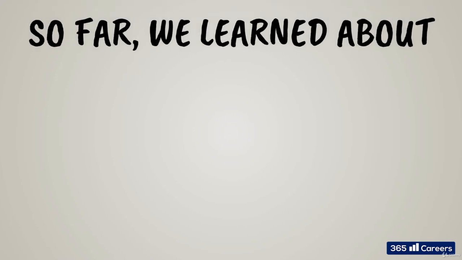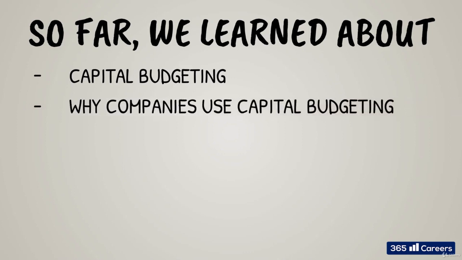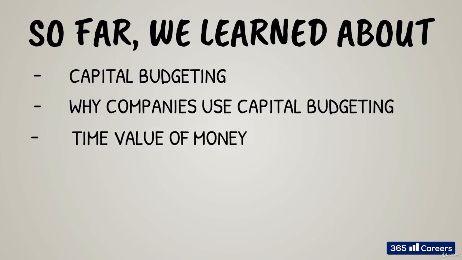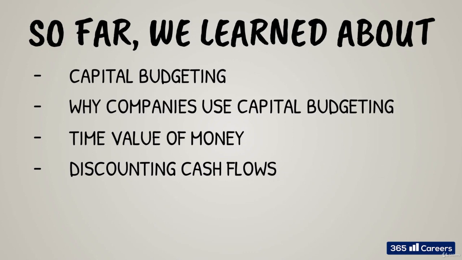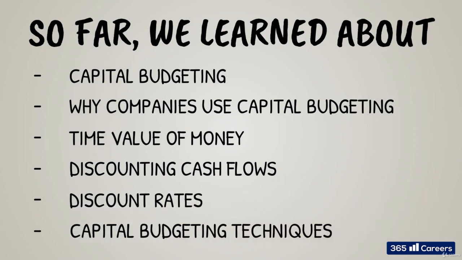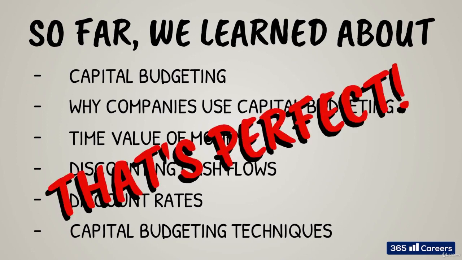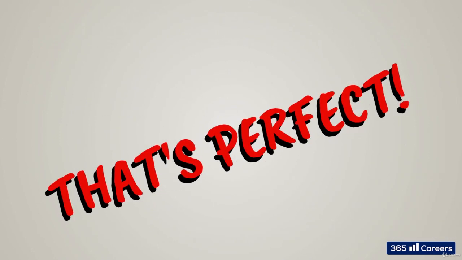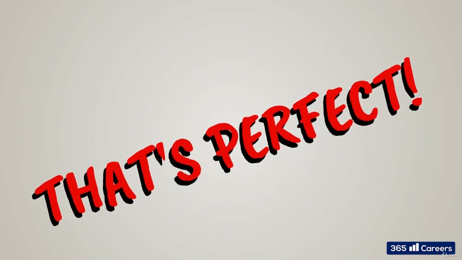Okay, great. We are doing well. So far, we learned what capital budgeting is, why companies use it as a part of their strategic decision-making process, and why it is critical to get it right. We learned about the time value of money, how to discount cash flows, which discount rates to use, and how to apply the main capital budgeting techniques used by practitioners. That's perfect. In this lesson, we'll continue the topic, trying to dig deeper.